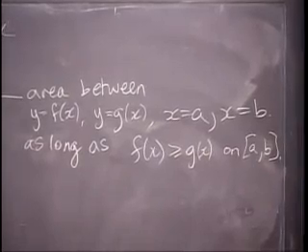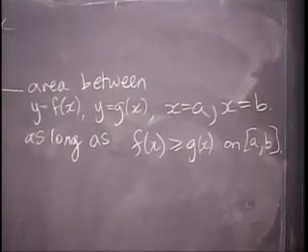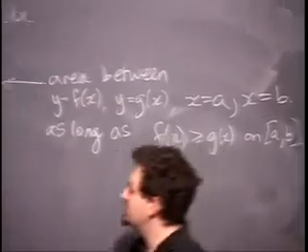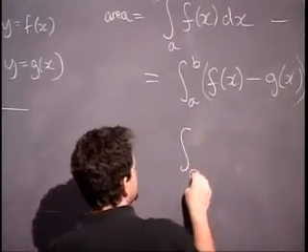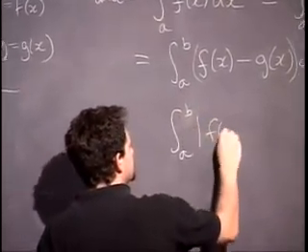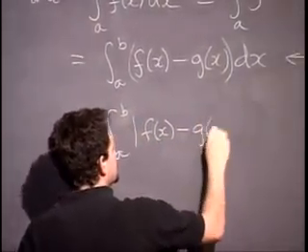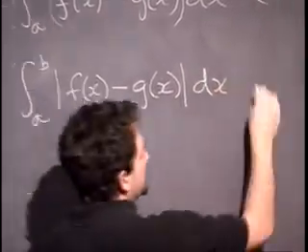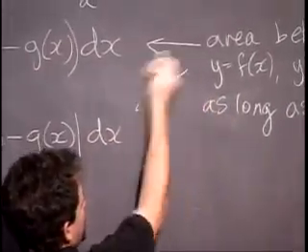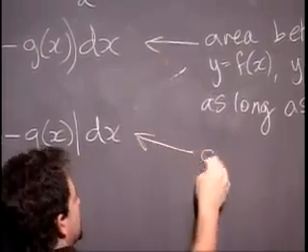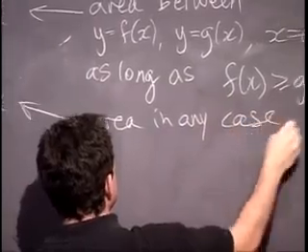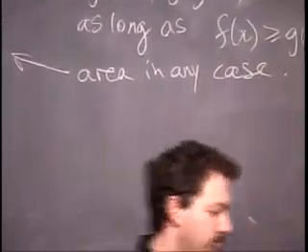What if f is below g? Well, of course, you do g minus f. So what if sometimes it's above and sometimes below? You take absolute values. In general, this is the area. This is the area in any case, even if f and g cross.